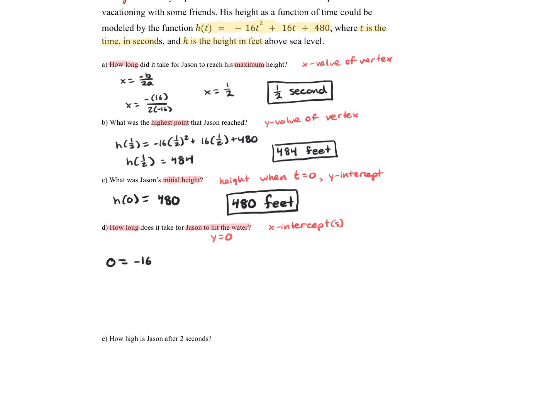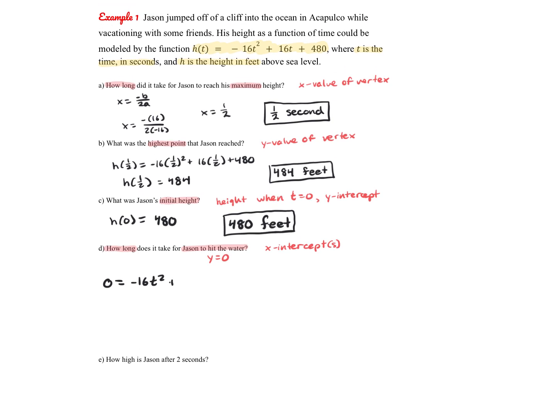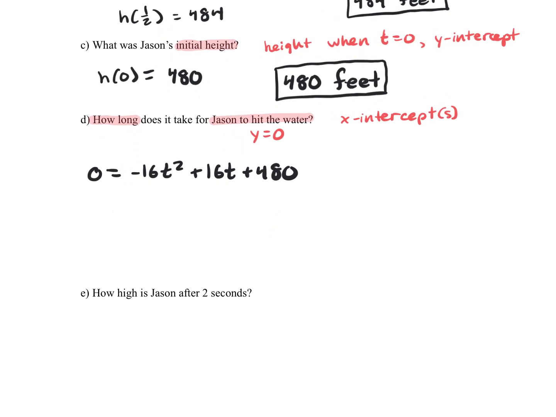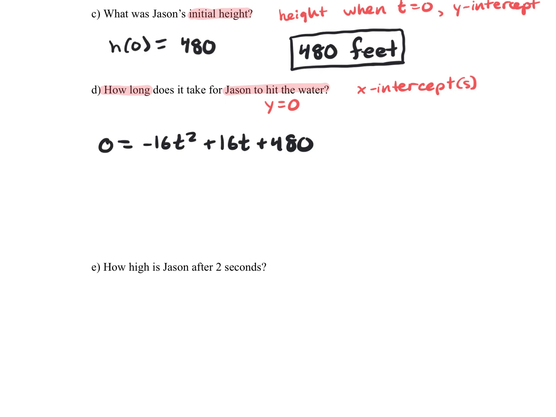I'll say t squared, and then we have plus 16t plus 480. So from here, to simplify this equation, I'm actually going to divide both sides by negative 16. So we get 0 equals t squared minus t minus 30. And then from here, we can actually solve this by factoring. We get t plus 5 times t minus 6 equals 0. So we get t equals negative 5 and positive 6.